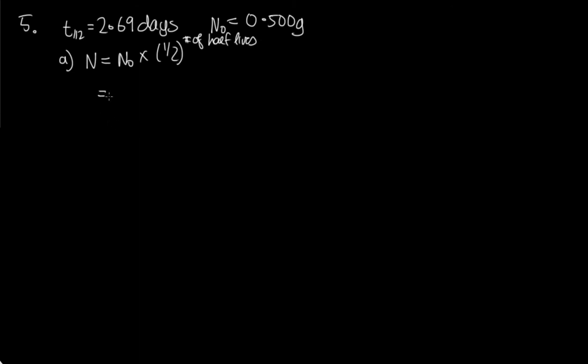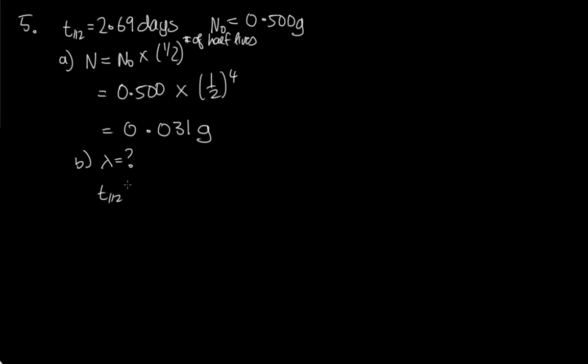As each half-life, half of it disappears. So we've got 0.500 grams times a half, and then it's 4 half-lives, so this half is to the power of 4. And so solving that one on the calculator, we end up with 0.031 grams. Now, part B asks us, what is the decay constant lambda equal to for this reaction?